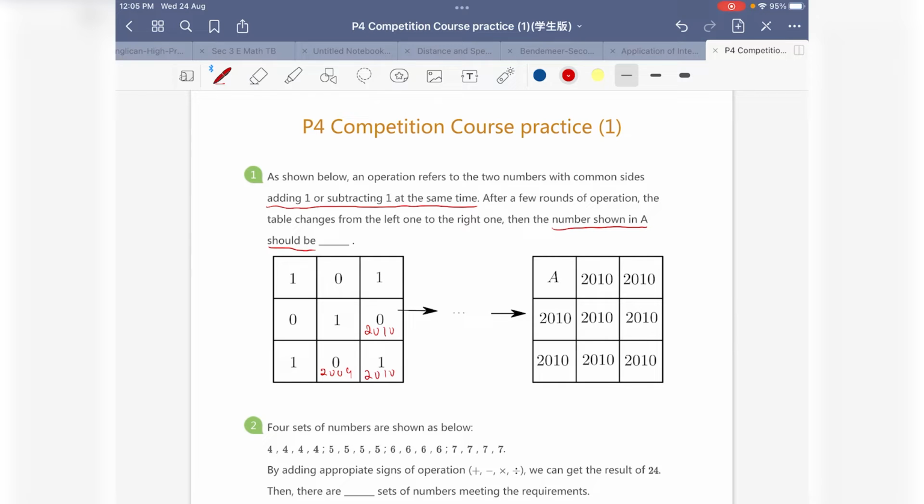to add 2010 times to the middle box as well, which will result in 2011. Same fashion, going by this logic, we'll get our second column. Now, let's take a look at the second column over here.